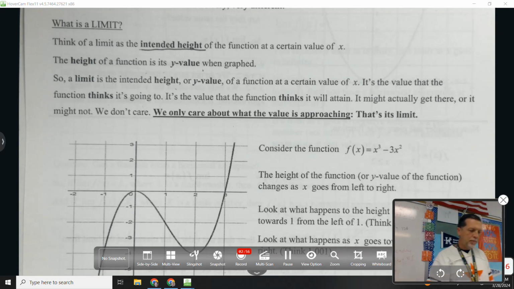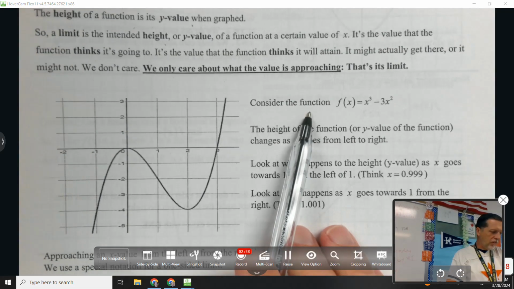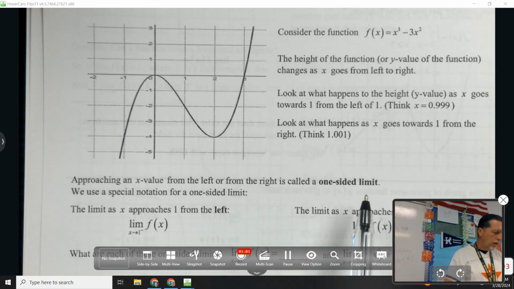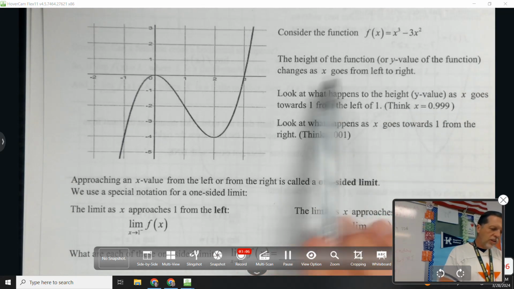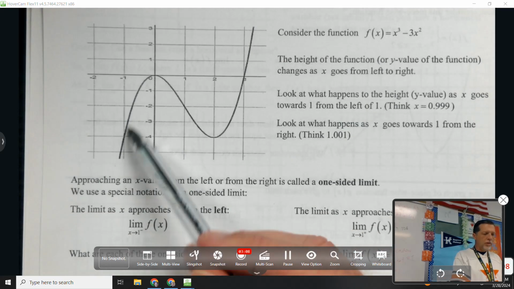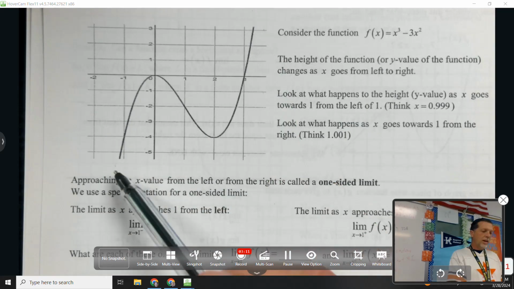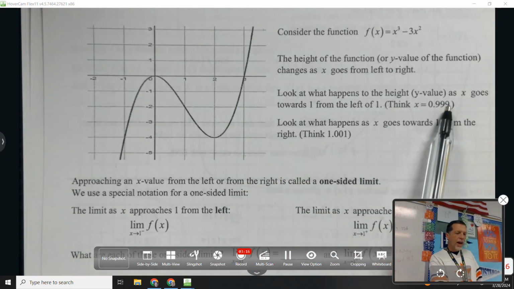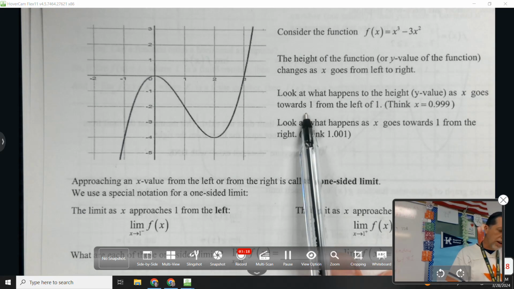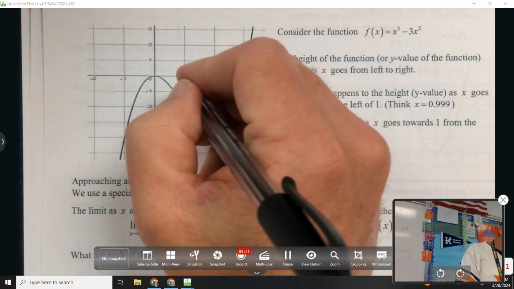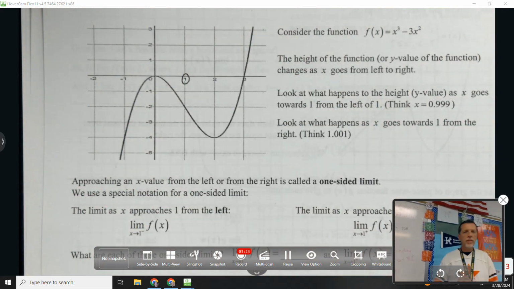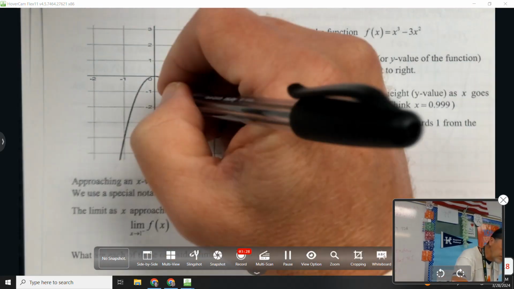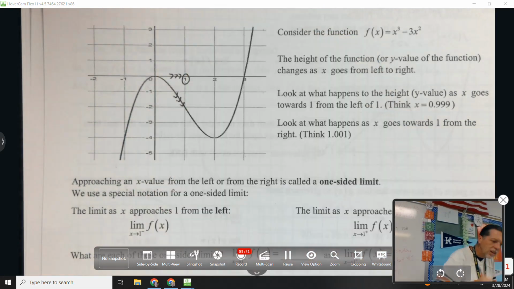That's its limit. Okay, so consider this function, x cubed minus 3x squared, graph for you. The height of the function changes as x goes from left to right. So we're going up, we're going down, we're going up again. Increasing, decreasing, increasing. That's all calculus stuff. Look at what happens to the height as x goes towards 1 from the left of 1. So here's x equals 1. As x is approaching 1, my y is approaching negative 2.